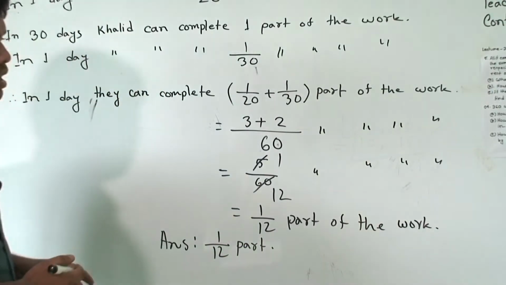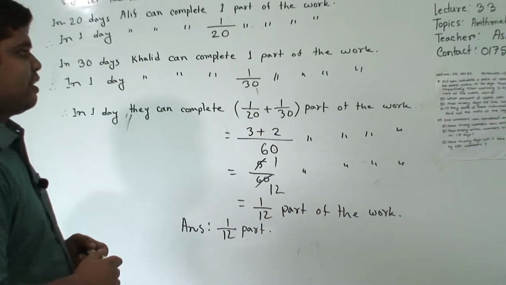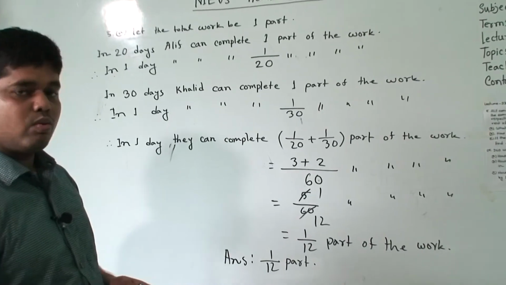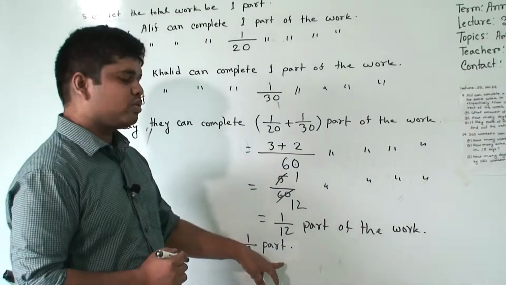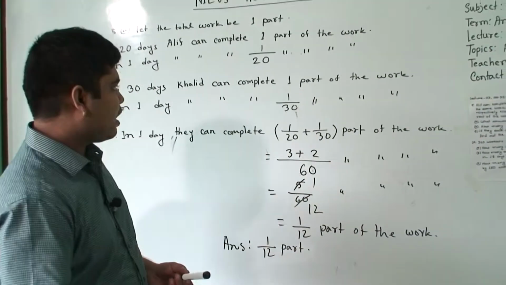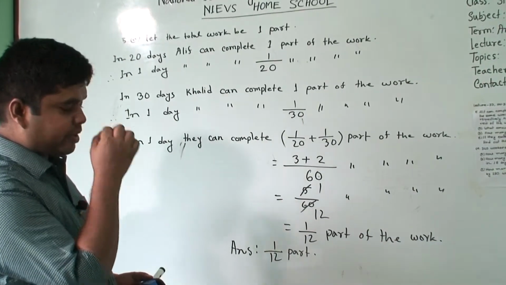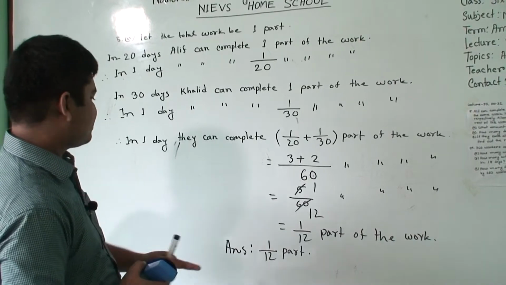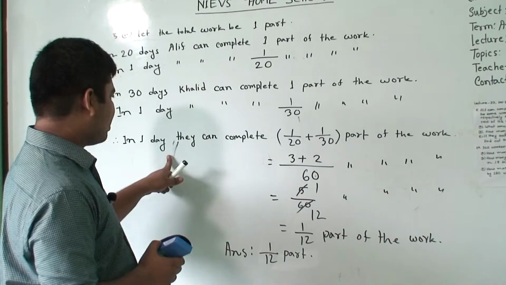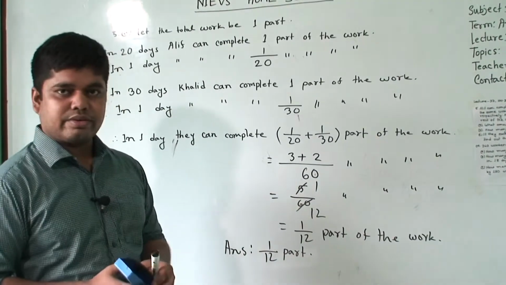That means Alif and Khalid can do in one day 1 by 12 part. Okay, I hope you have understood, my dear student. Next we shall solve question number B. To solve question number B, we need this information. That means in one day they can complete how many part.